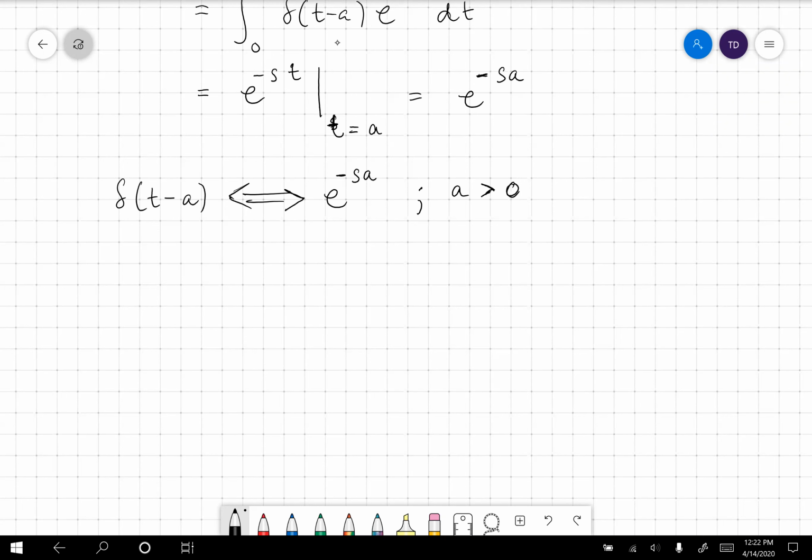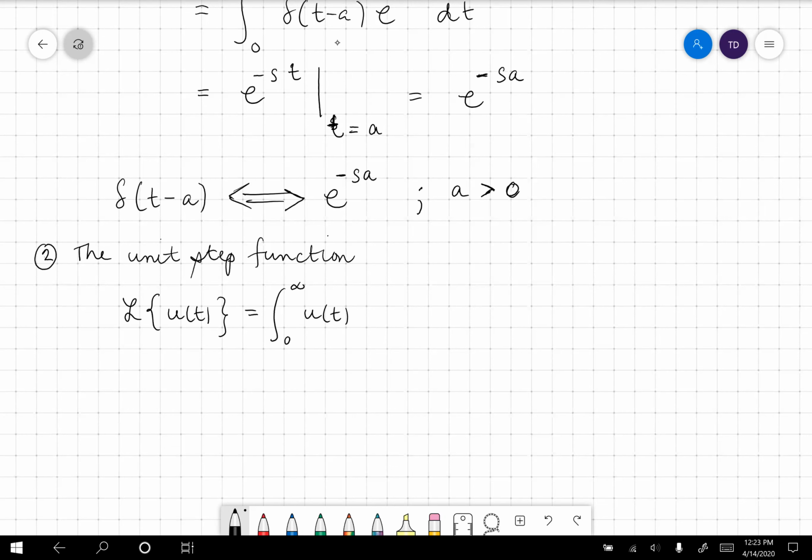And the reason we're taking that one is not just because the impulse function is important, but because it's easy to integrate an impulse function. Number 2, the unit step function. So the Laplace transform of u of t is equal to the integral from 0 to infinity of u of t times e to the minus st dt.